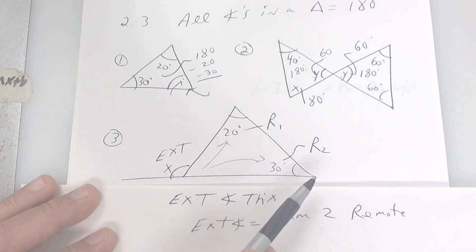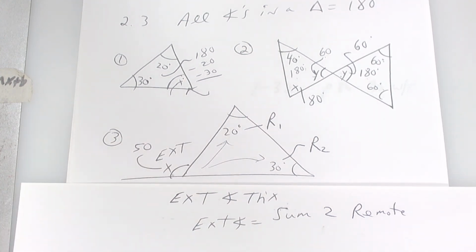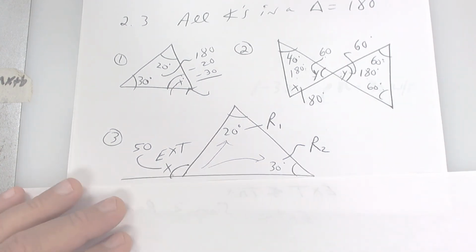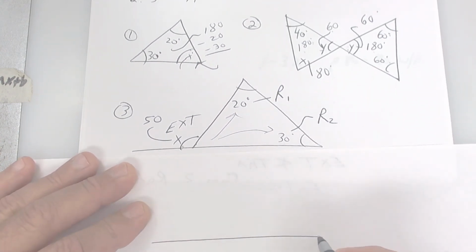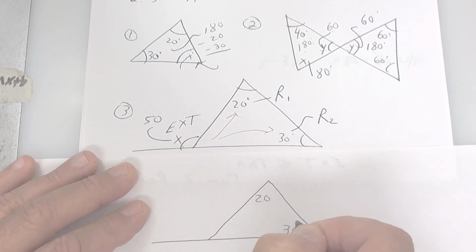So 20 plus 30 makes 50. So this one's got to be 50 degrees by the exterior angle theorem. Okay, now here's what some kids do. Watch. Some kids forget about the exterior angle theorem. Now you need to know it. That's why I'm teaching it to you.